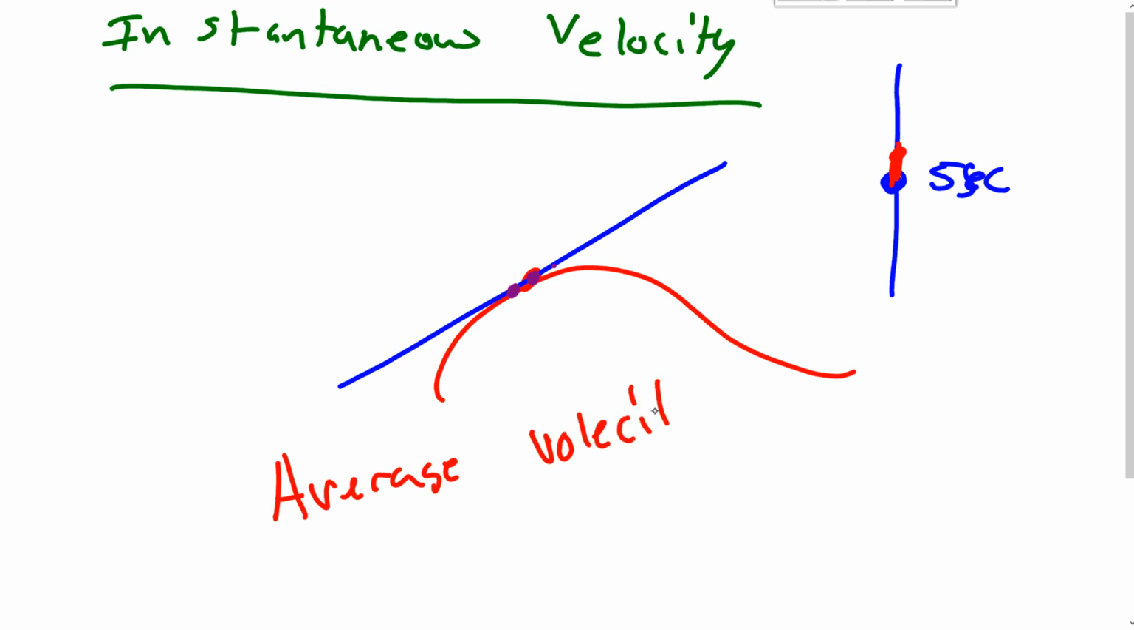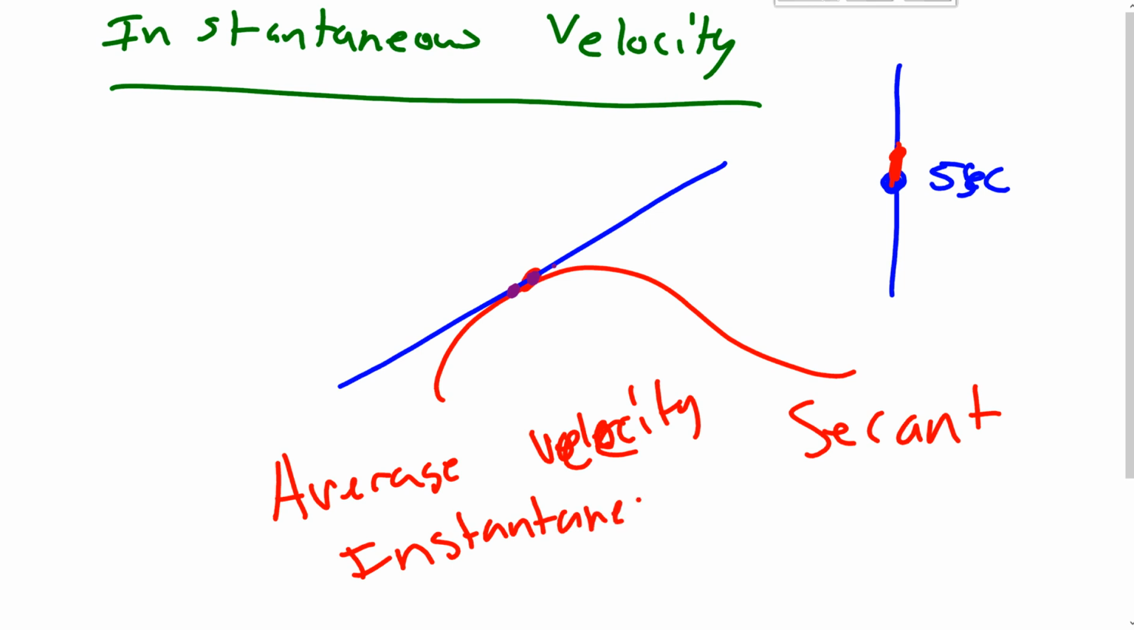Why do I do that? I don't know. Velocity. And whatever, you know how to spell velocity, I don't. And then average velocity and secant are the same. And instantaneous velocity, the velocity at that second, at that instant, is the same as the tangent line. So that's kind of how they're related.